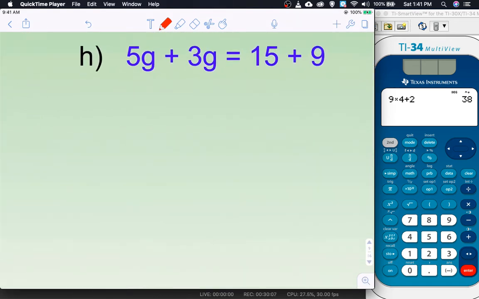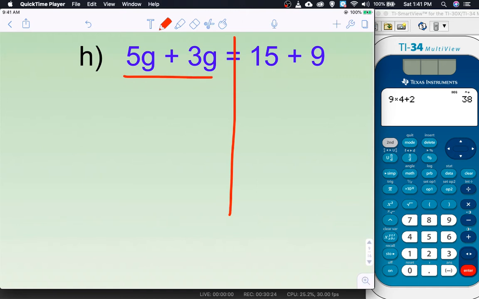Letter H. This is actually one of the first few problems we've had where you actually need to combine like terms first. So first off, there's no parentheses. There's none. But on both sides of my equal sign, there is stuff to combine together.